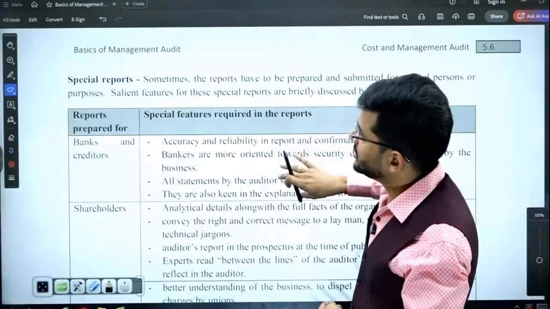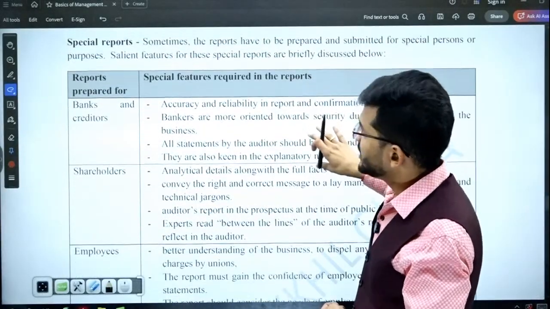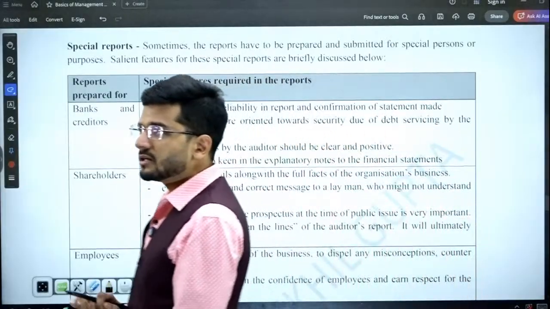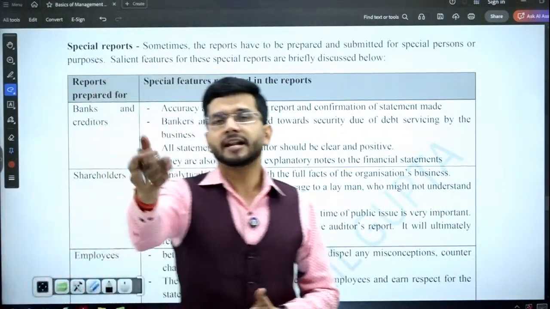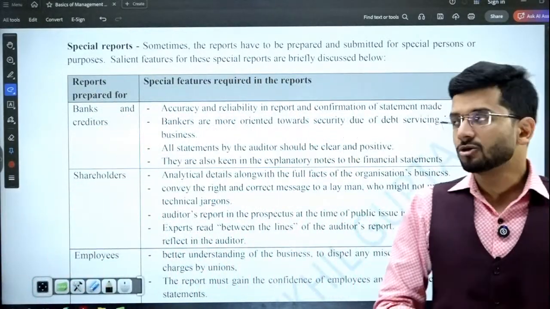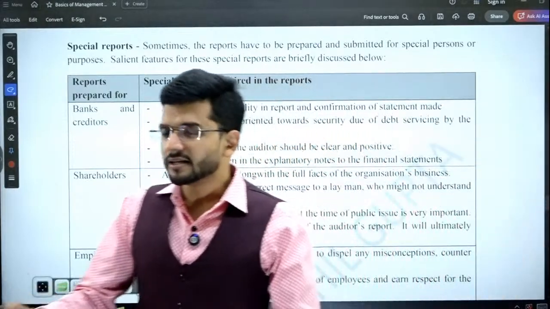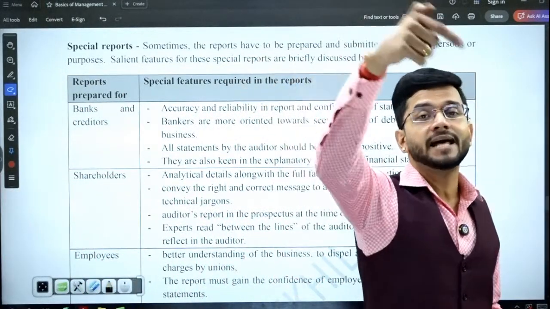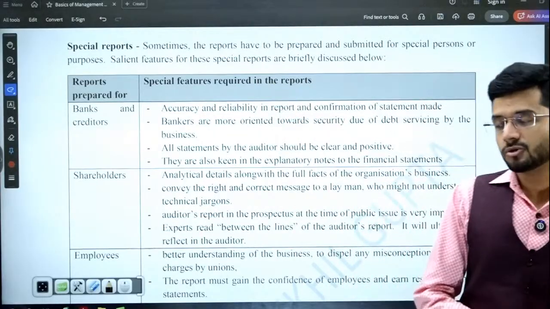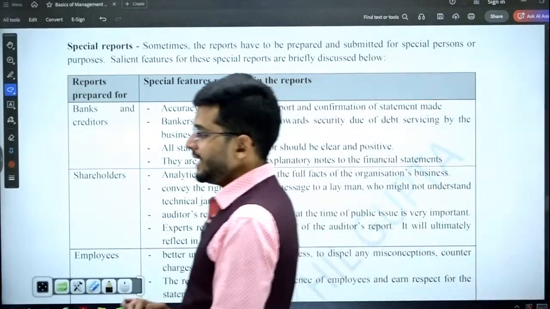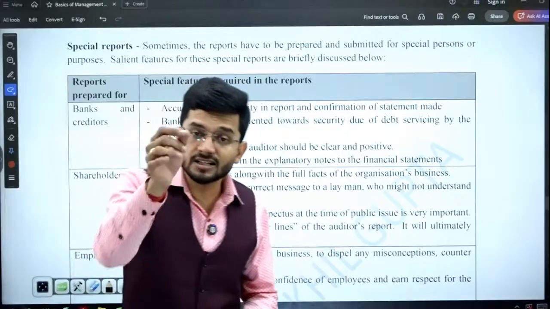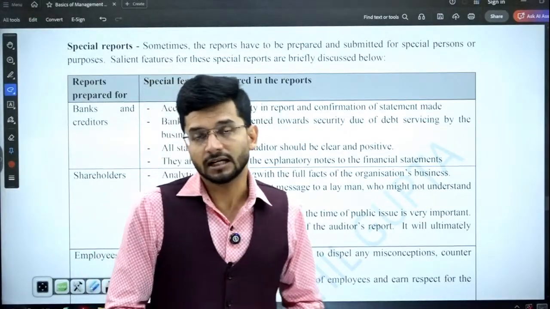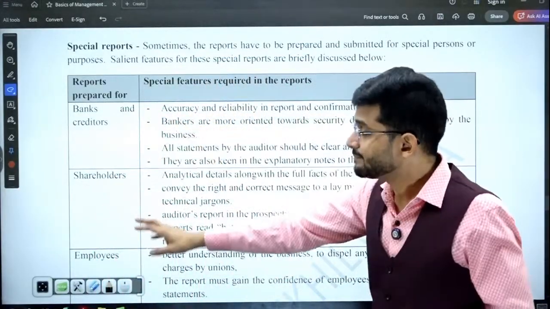Now, as a part of management audit, there are certain special reports which certain stakeholders demand from the management auditors. Like, talking about banks. Banks or creditors would want an analysis of the creditworthiness of the company by the management auditor. They would request the management auditor to go into a particular company and tell about the creditworthiness of that particular company. That can be the ask by the banks.